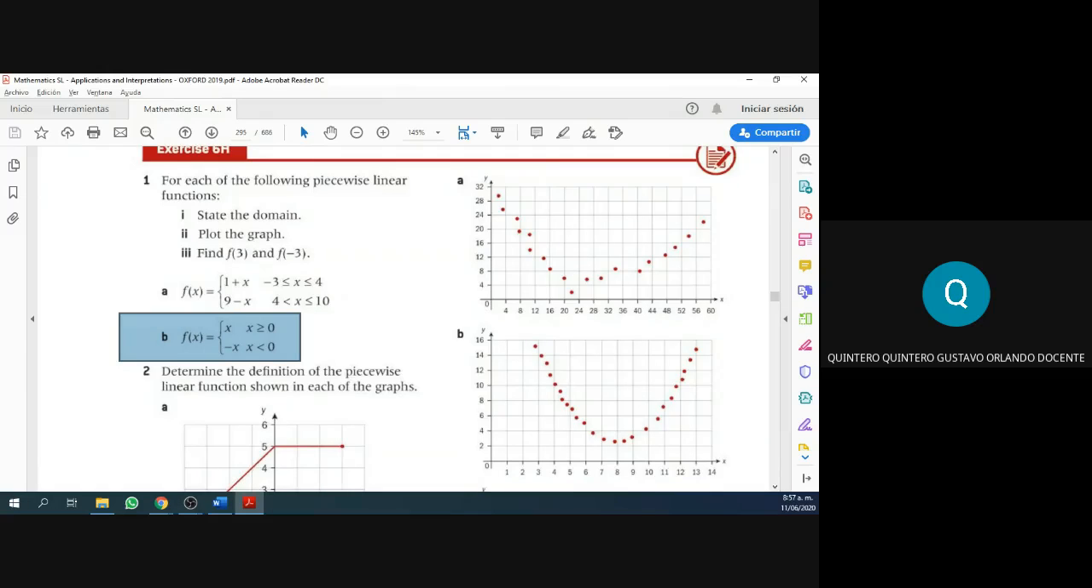All right, f of x equals x if x is bigger or equal than 0, and negative x if x is lower than 0. All right, beautiful. We can also find f of 3 and f of negative 3.